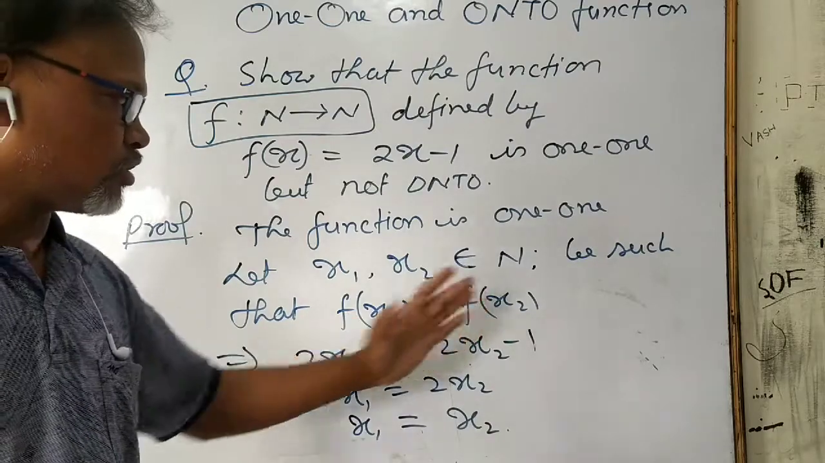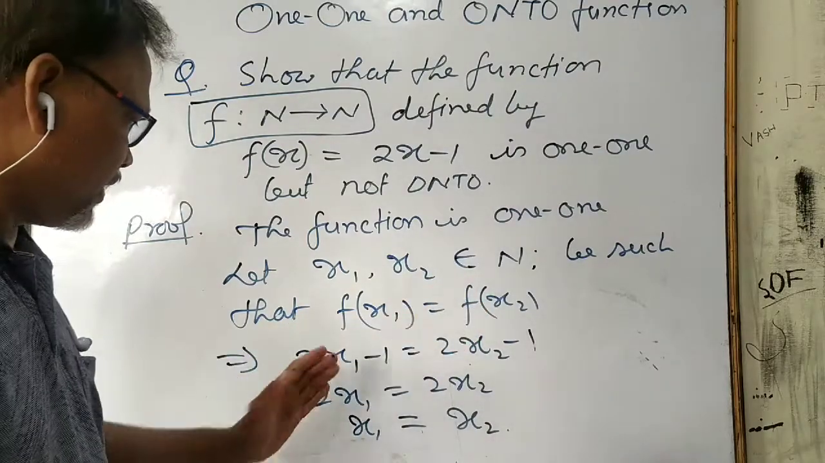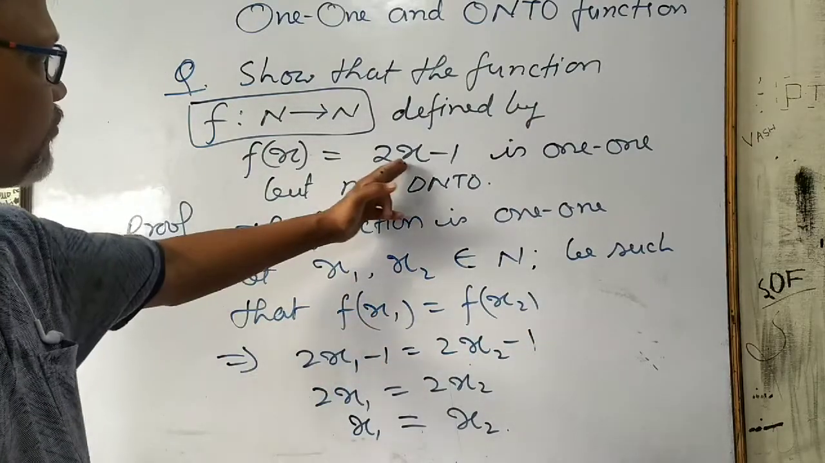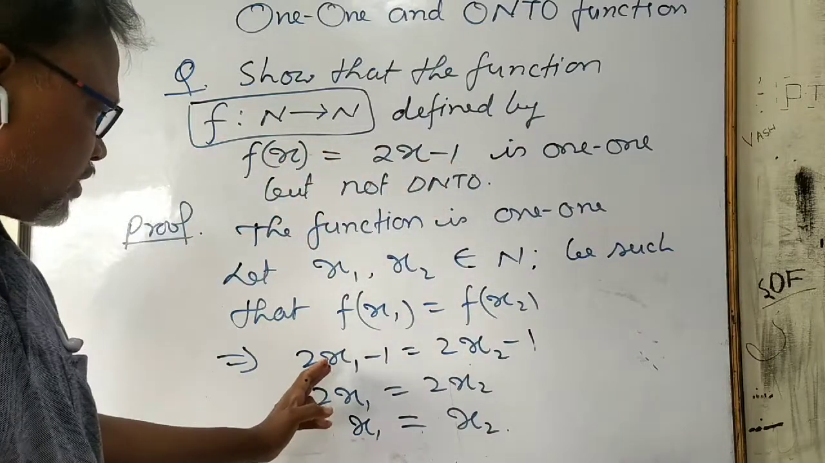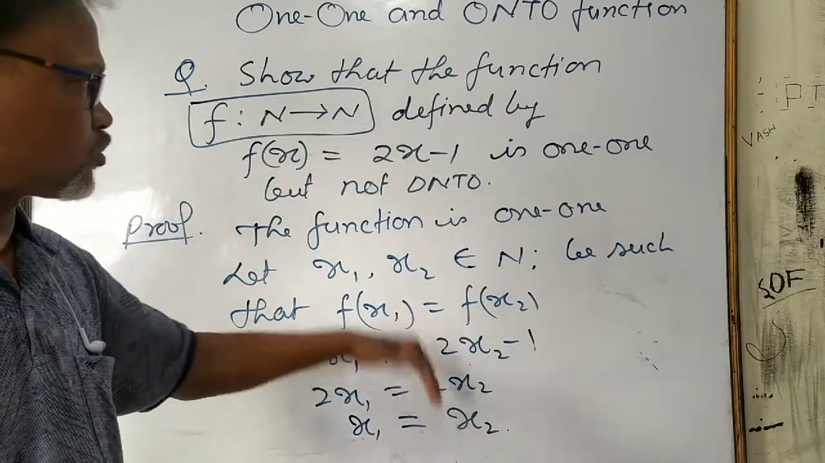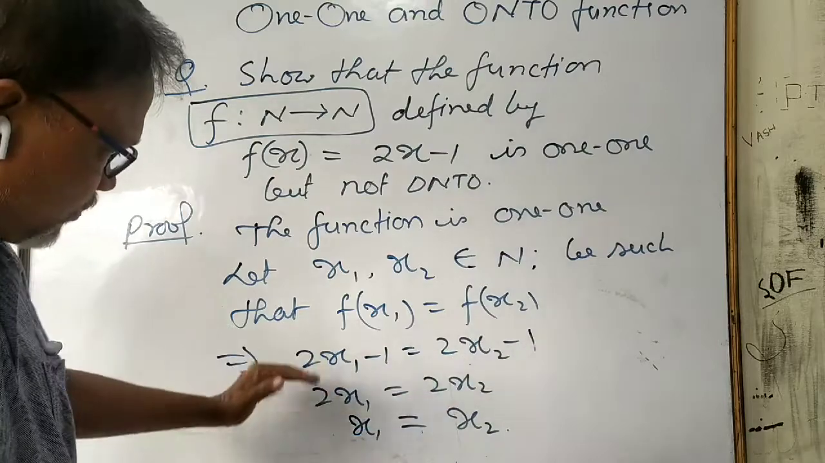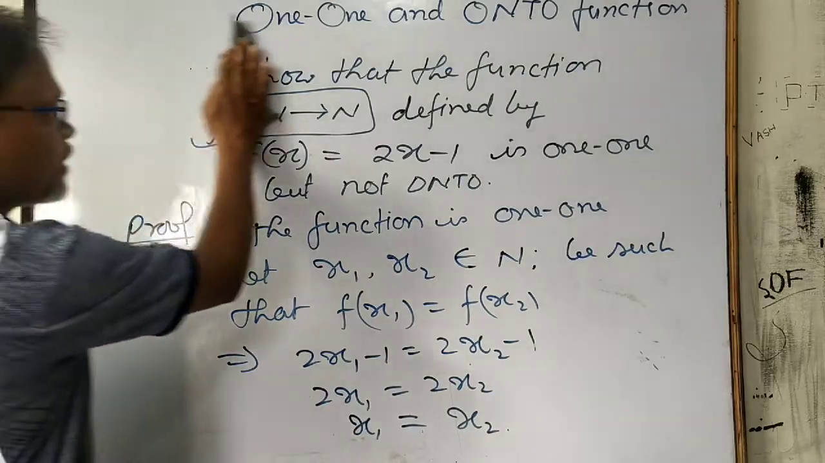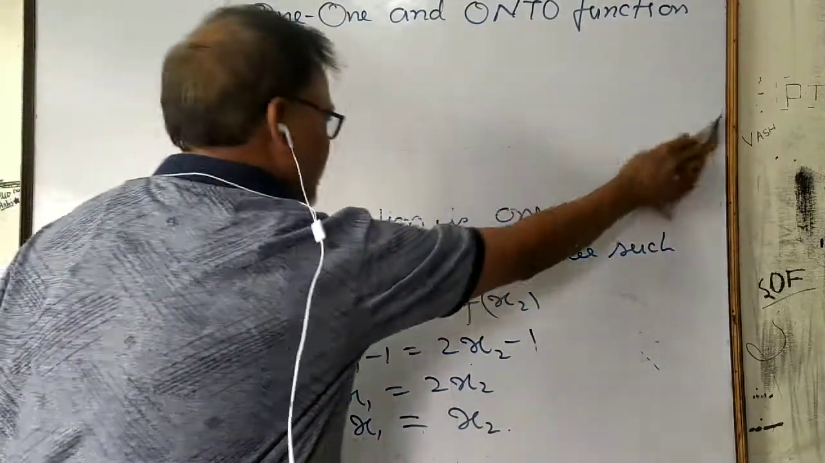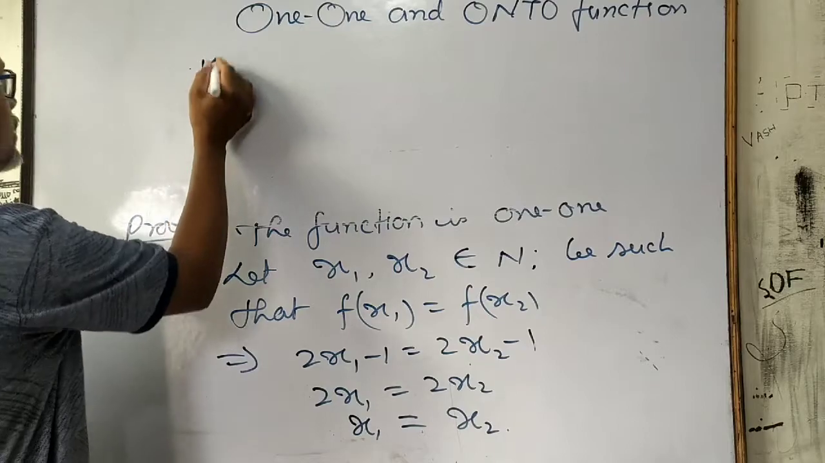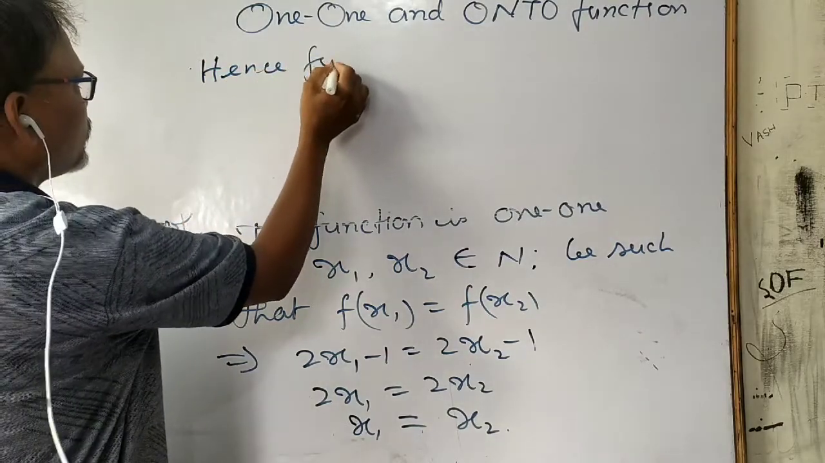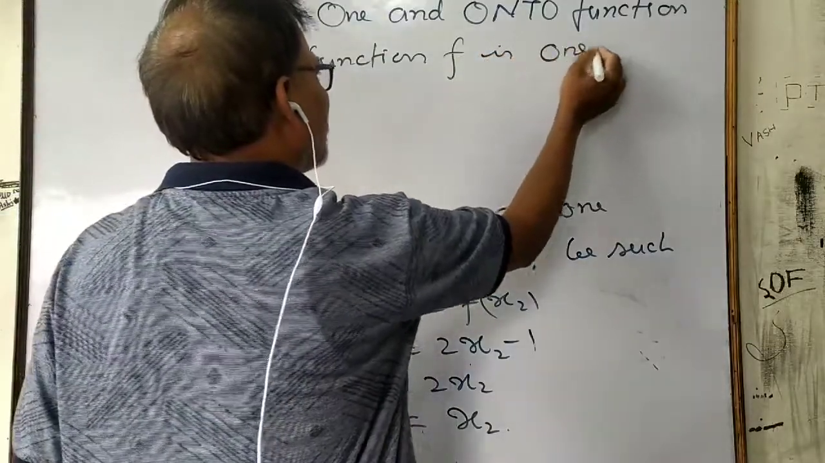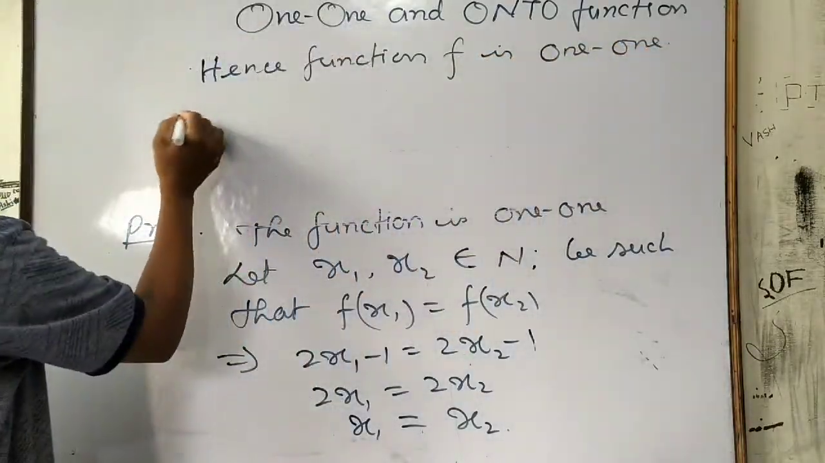So if we consider f(x1) equal to f(x2), then 2x1 - 1 equals 2x2 - 1. Meaning, in place of x you put x1 in this equation and you get 2x1 - 1, and for x2 you put 2x2 - 1. Simplify and you will get x1 equals x2. It shows that the function is one-one. Hence, function f is one-one.